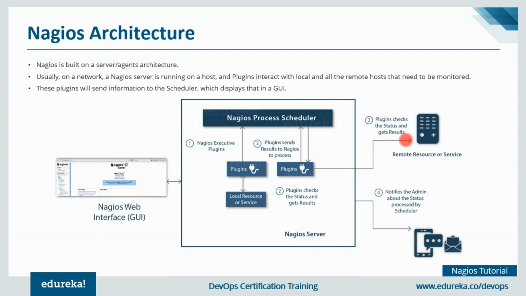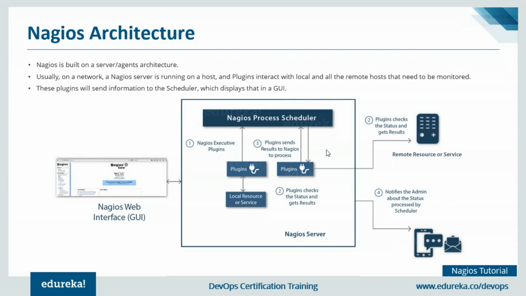Now, these plugins will send the information to the scheduler, which will display that in the GUI, right? Let me repeat it again. Nagios is built on a server agent architecture, right? And usually the Nagios server is running on a host, and these plugins will interact with the local host or services, or even the remote host or services, right? And these plugins will send the information to the scheduler, the Nagios process scheduler, which will then display it on the web interface. And if something goes wrong, the concerned teams will be notified via SMS or through email, right?